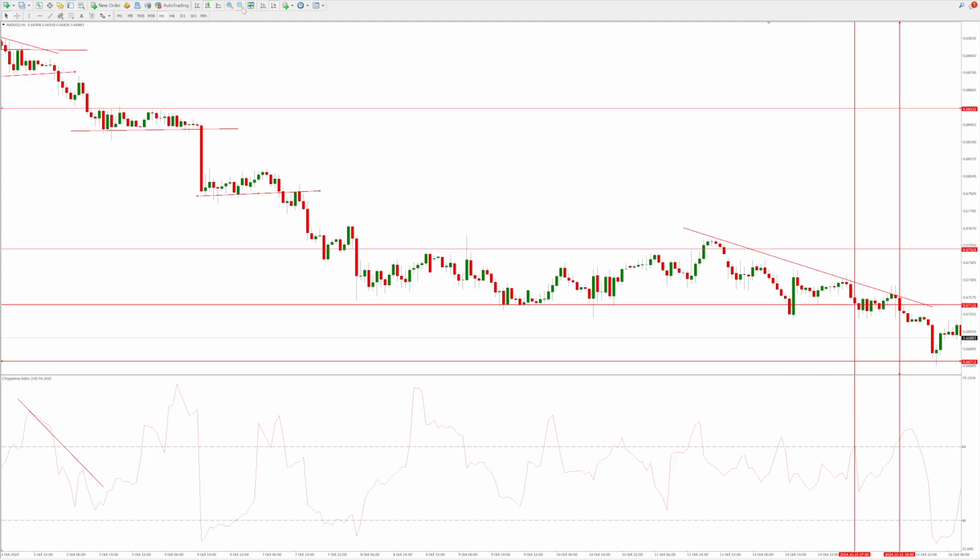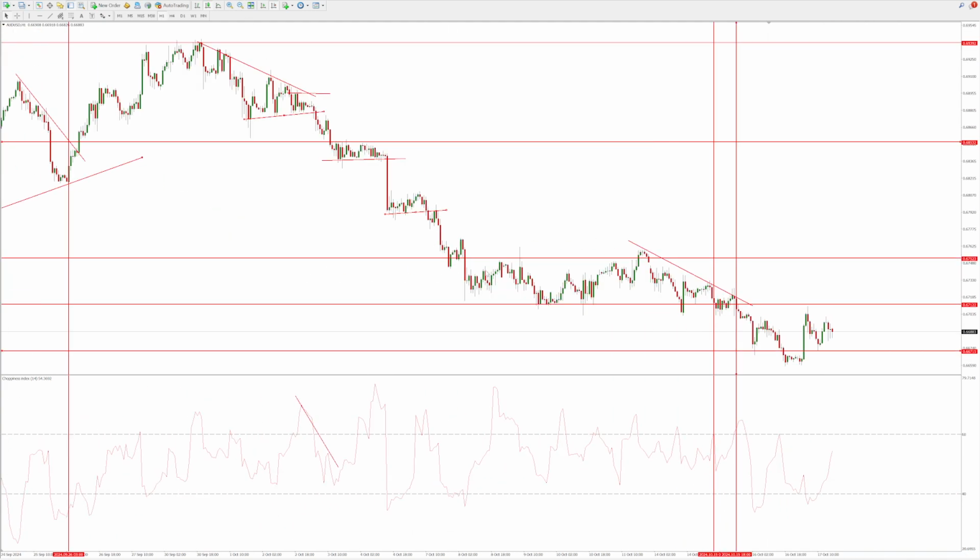Okay, well, hopefully that's given you a good indication of how you can use the Choppiness Index indicator in your trading. Just complement it with support, resistance, price action analysis, candlestick patterns, and good money management.